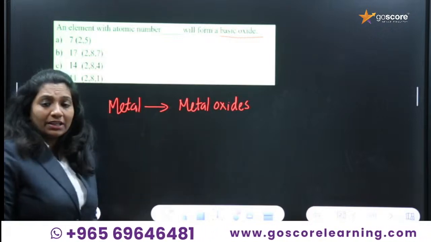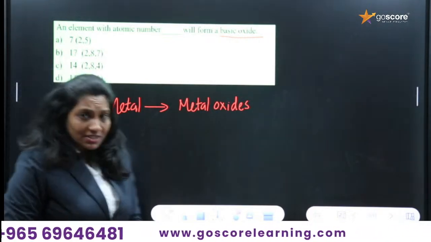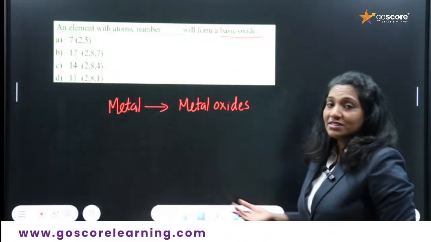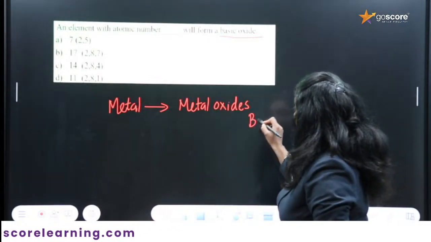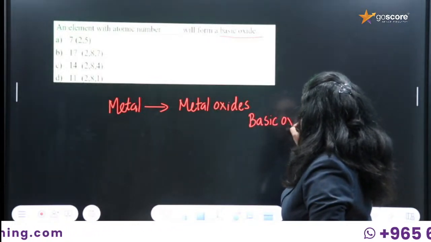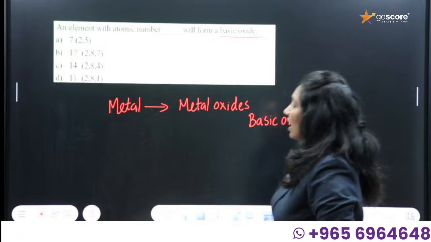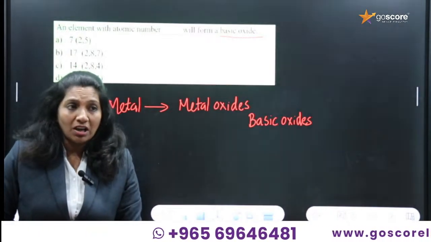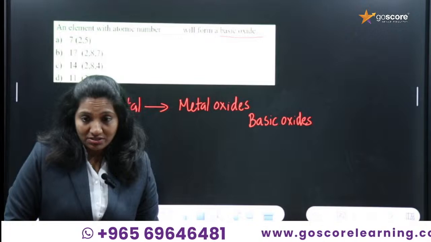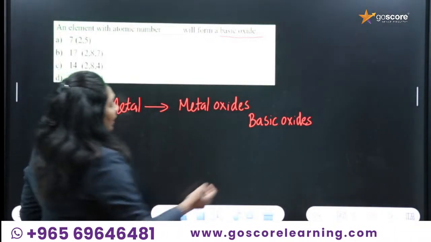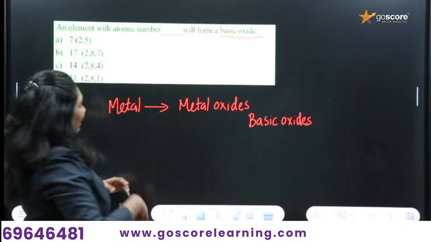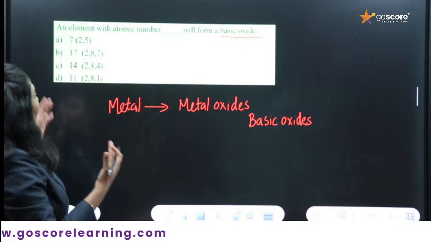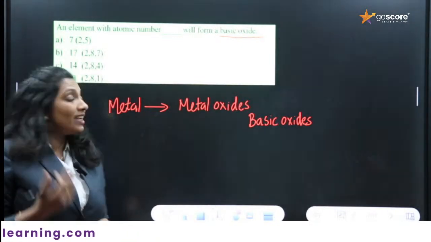Metals form metal oxides, right? And what's the nature of these metal oxides? The metal oxides are basic oxides, right? And usually the non-metals form non-metal oxides, and these non-metal oxides are acidic oxides, right? So here they have asked which element will form the basic oxide. So what you want to find out is which one among the given options is a metal.